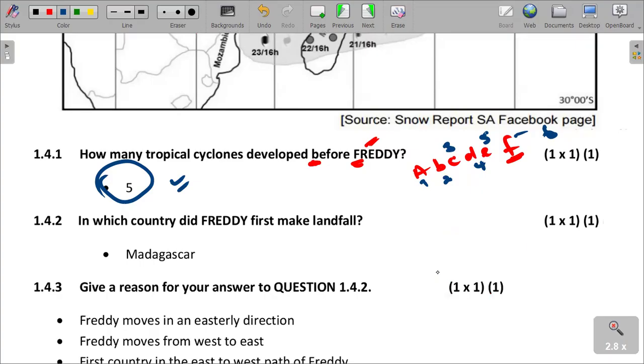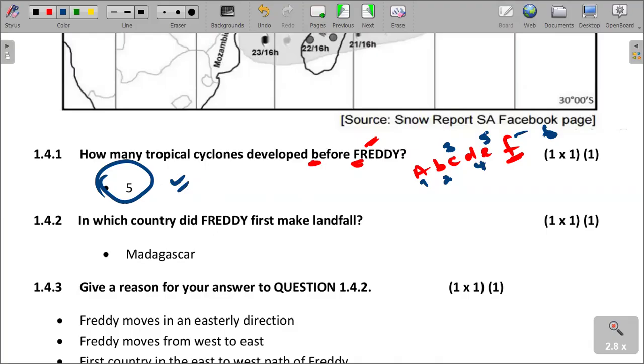So please take note, there are questions which are going to come whereby they say before, or including, or ask what the next cyclone that can come after Freddy would be. You need to understand that the letters of the alphabet define the number of cyclones that have hit a given place. So here we are saying that there are 5.